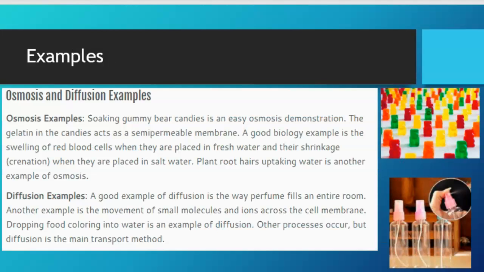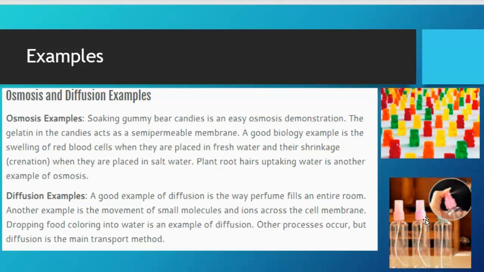Some examples of this for osmosis is a gummy bear. If you take a gummy bear and put it in a glass of water, you'll see that it'll start to swell with the water. What's happening is that the semi-permeable outside of the gummy bear is letting the water soak into the inside of the gummy bear, swelling it up with water. This is why when you're in the bathtub, your fingers get all wrinkly, because you're soaking in water.